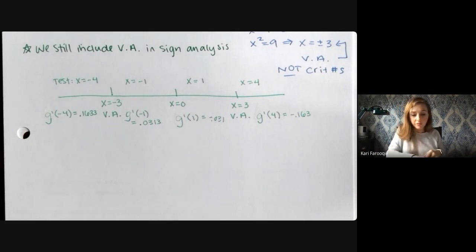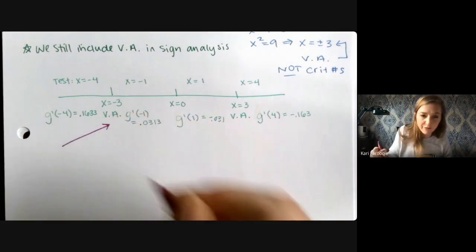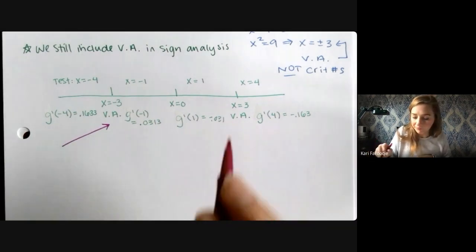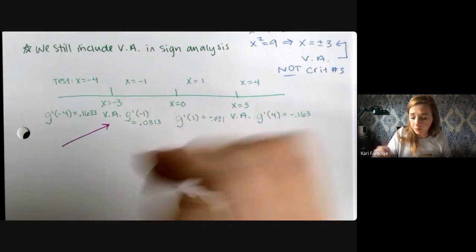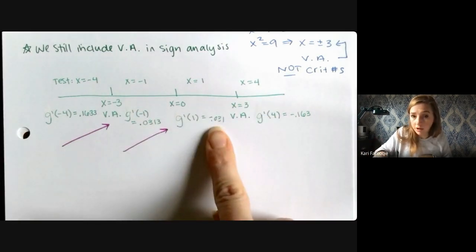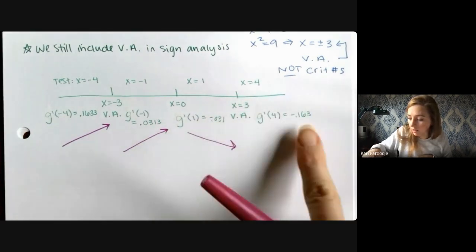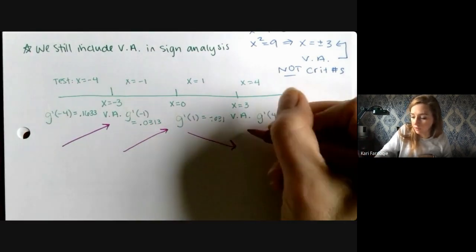So now we can make some conclusions. When the slope of the tangent lines are positive, I know the graph is increasing. 0.0313 is positive. At 1, we have a negative value. And now at 4, we also have a negative value.